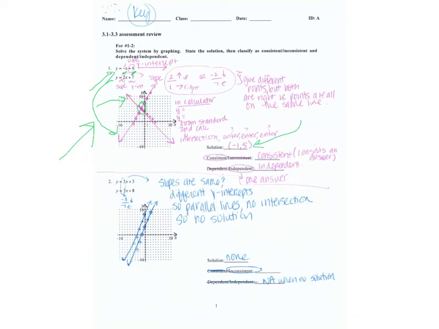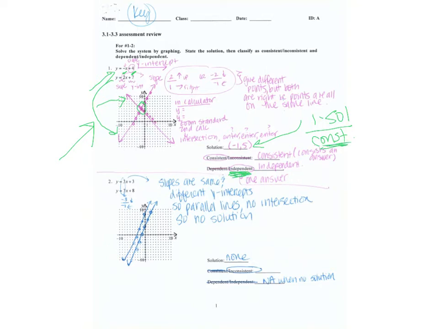And when there is one solution, we know that there exists an answer. So it's consistent. And what type of answer? One answer. That's why we say independent. So consistent means there's an answer, and independent means one answer.